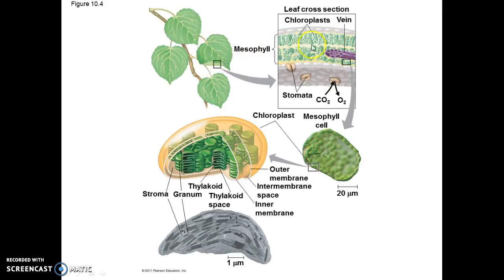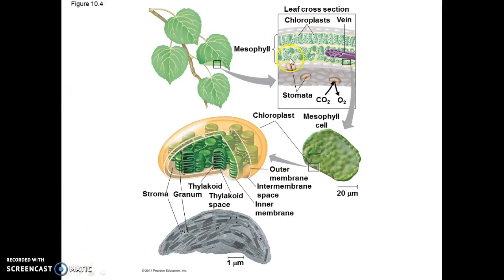So specifically here we're looking at some leaf tissue. And this middle region of the leaf can be referred to as mesophyll cells. We can see some vascular tissue here delivering materials, and also the really important openings, typically on the underside of a leaf. These are called stomata, and these allow for gas exchange. So CO2 can enter and oxygen gas can leave.